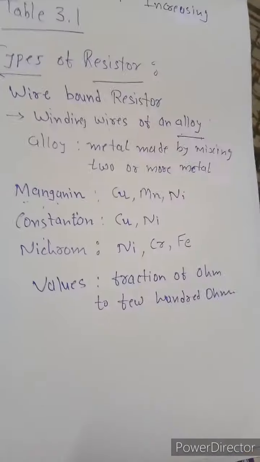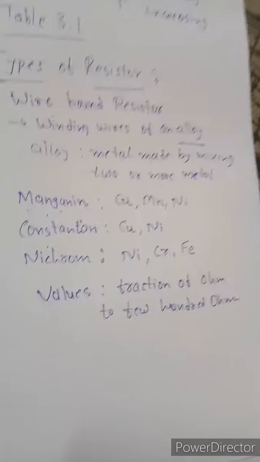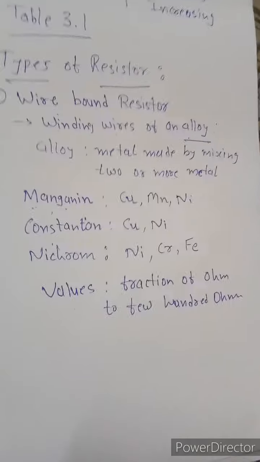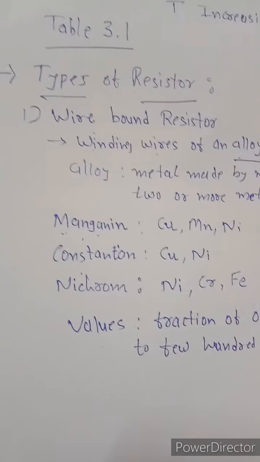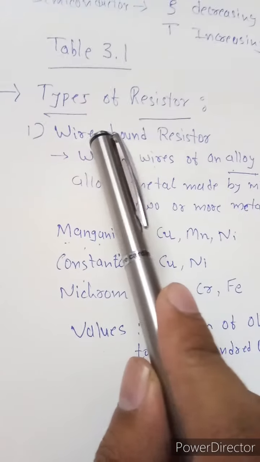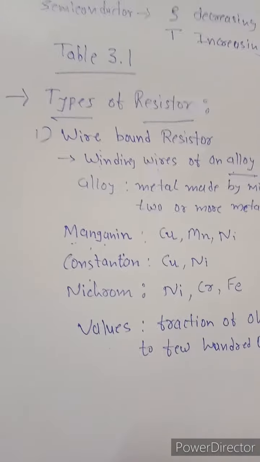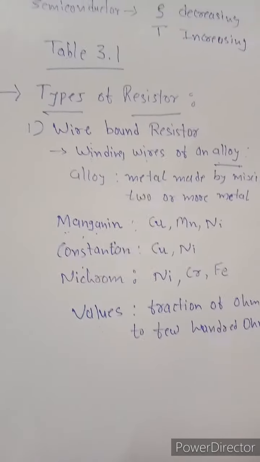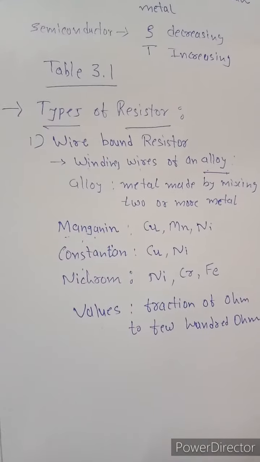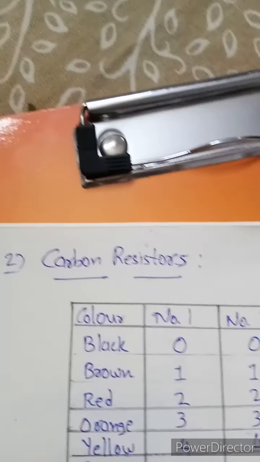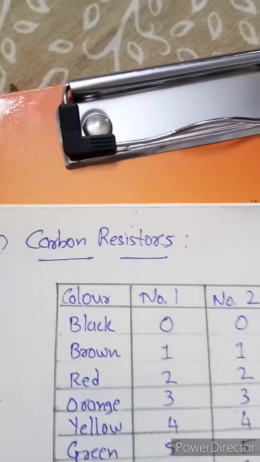It means if I want a 1000 ohm resistor or a 10,000 ohm resistor, then we cannot make it using this type of resistor, which is the wire wound resistor. For that we require the second type of resistor, which is known as a carbon resistor.